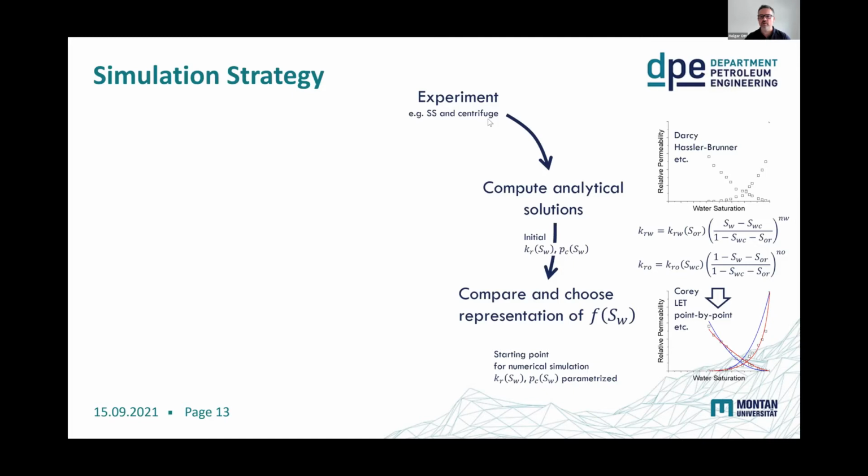In the next step, of course, we use the analytical solutions. In this case of steady state and centrifuge, that's the Darcy equation and the Hagen-Brunner equations, without explaining them in detail. We go into the data set and derive a first estimate of the relative permeability from the steady state. This gives us already a kind of initial guess, a starting point for the simulation. But in the next step, we have to define what kind of representation we want.